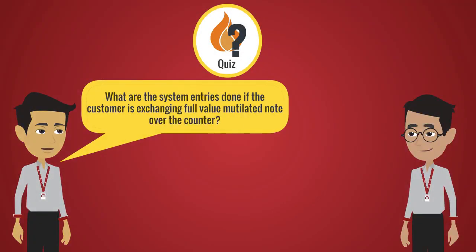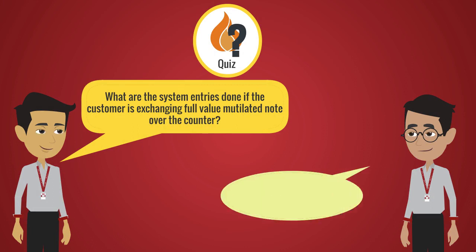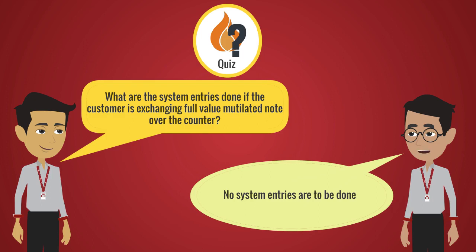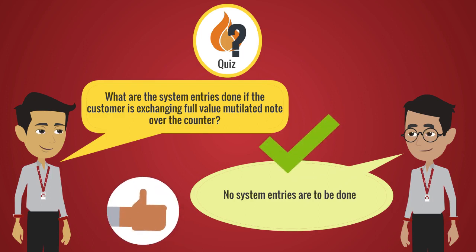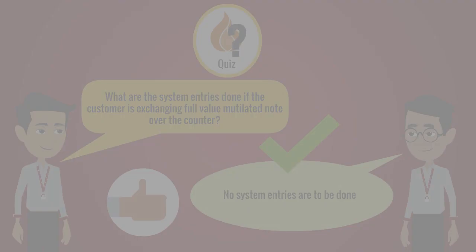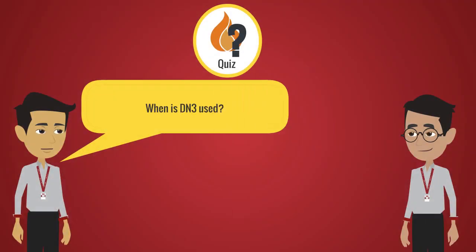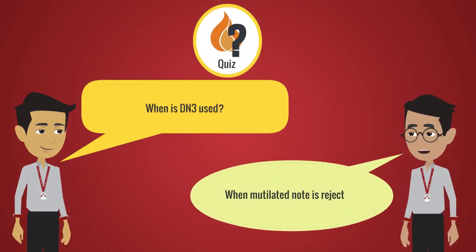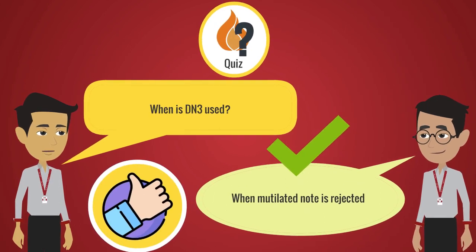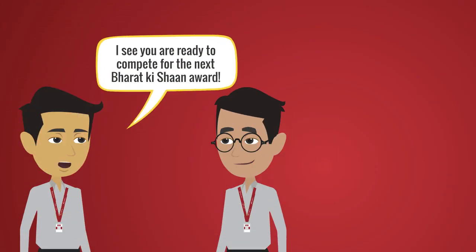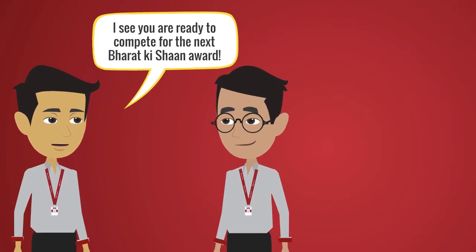What are the system entries done if the customer is exchanging a full value mutilated note over the counter? No system entries are to be done. When is DN3 used? When a mutilated note is rejected. Absolutely right, Subodh. I see you're ready to compete for the next Bharat Ki Shaan award.